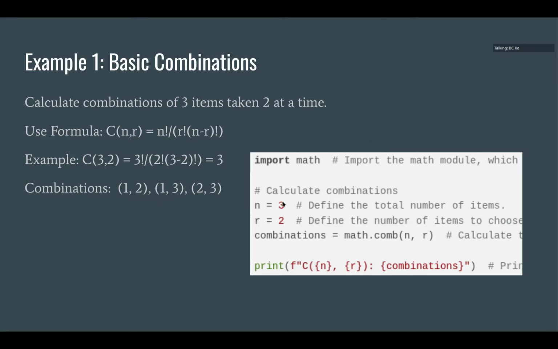If you were to use Python to calculate this, you would first import the math module and specify the values of n and r. The math module has a function named comb, which calculates combinations, and you pass n and r to calculate the combination.